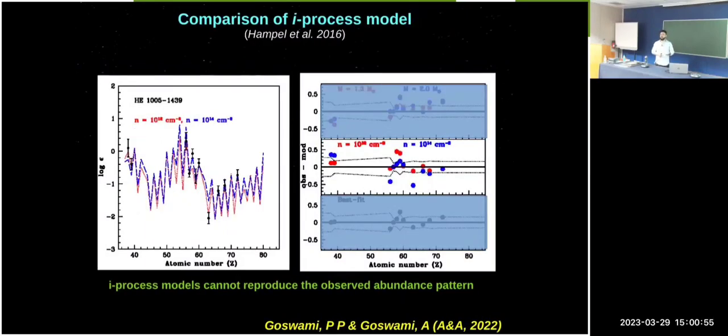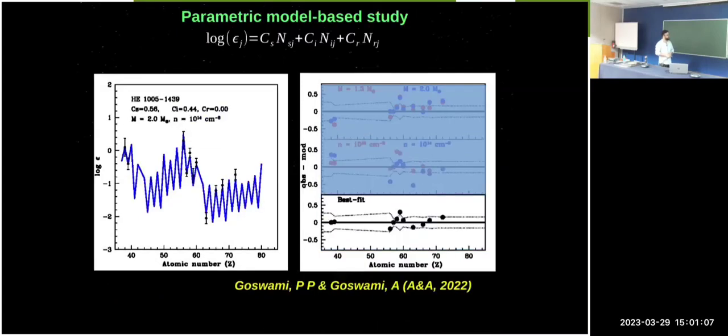Then we checked whether the I process can fit the abundance pattern. I process model yields are taken from Hampel et al. 2016, and we found that the I process also cannot reproduce the observed abundance pattern of the star. Then we wanted to see if any combination of S, I, or R processes can reproduce the observed abundance pattern of the star.